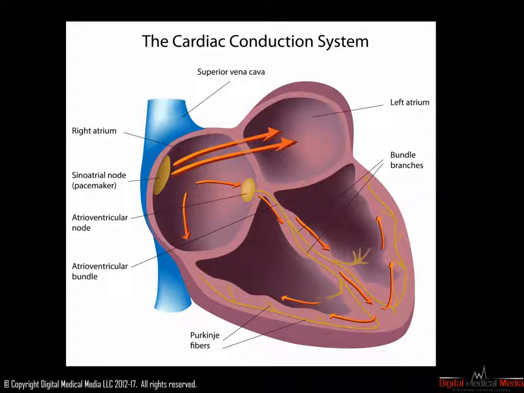The bundle of His bifurcates into the left bundle and the right bundle. The left bundle further bifurcates into the left anterior fascicle and the left posterior fascicle. The right bundle has no such bifurcation. This wiring system allows electricity to spread rapidly through all portions of the chamber in question, thereby providing a more synchronous integration of electrical conduction and contractility.